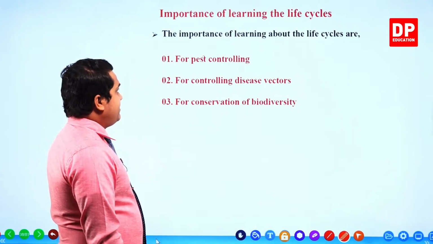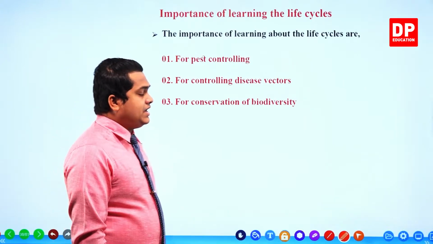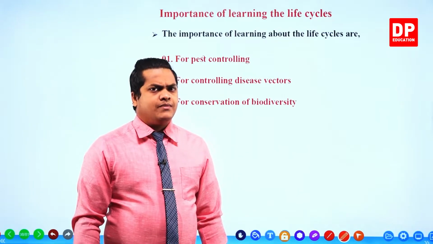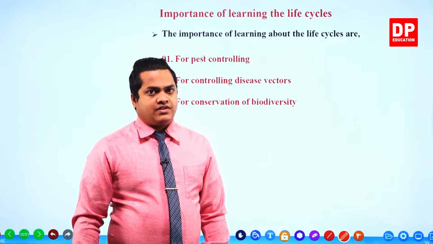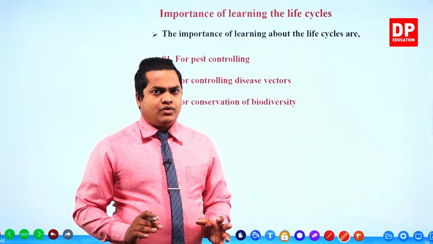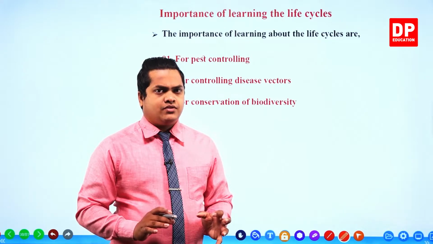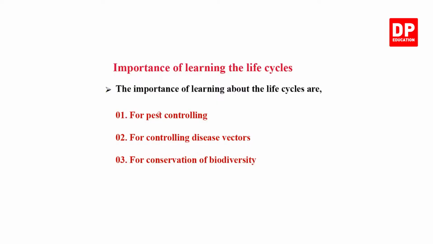So mainly we can divide the importance of learning about the life cycles into three main categories. There are three main uses. Under that there are several things which we need to learn. But however, we can categorize the importance into three main levels or types. Number one, we can learn about life cycles of organisms and utilize that knowledge to control pests, right?